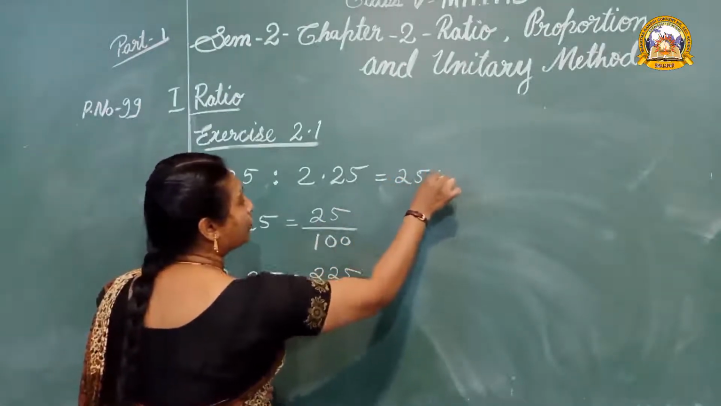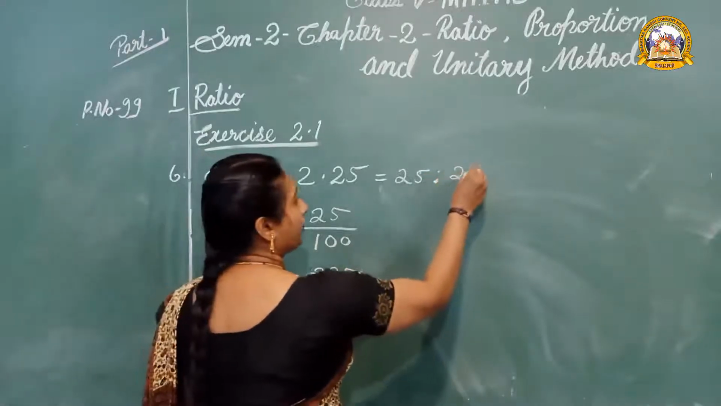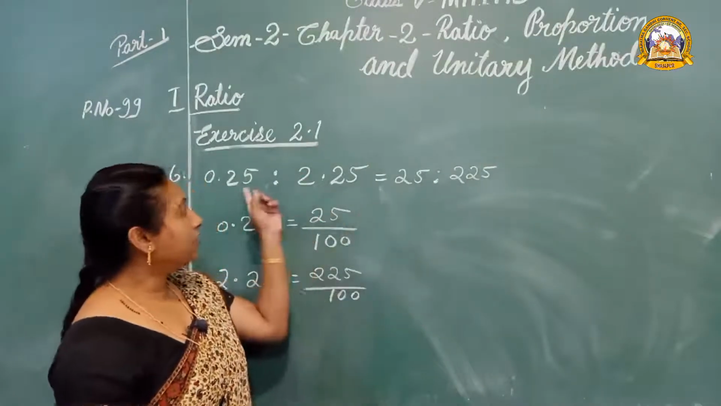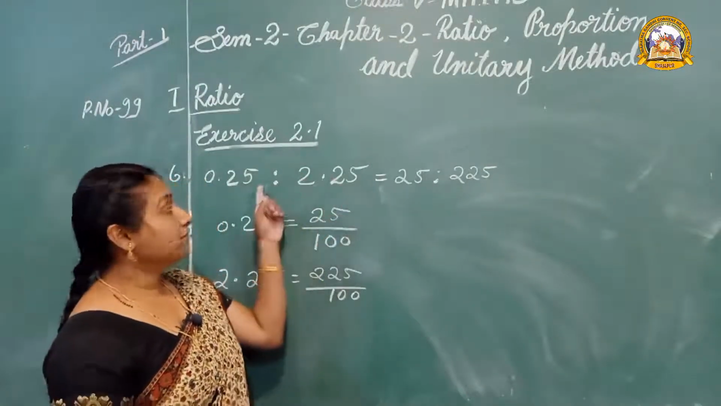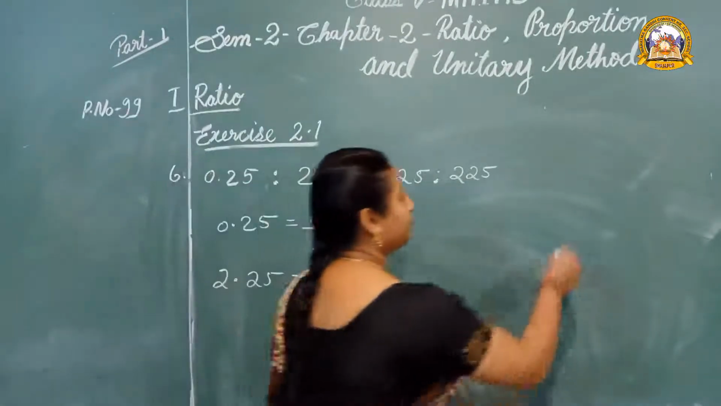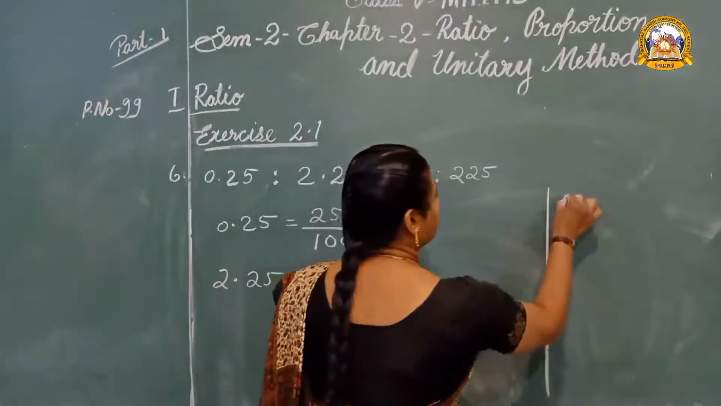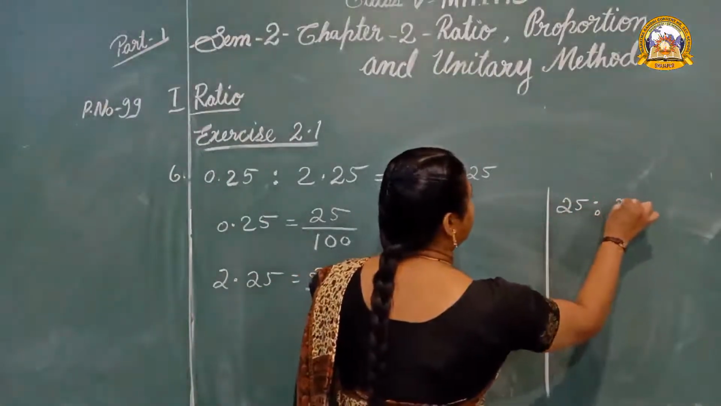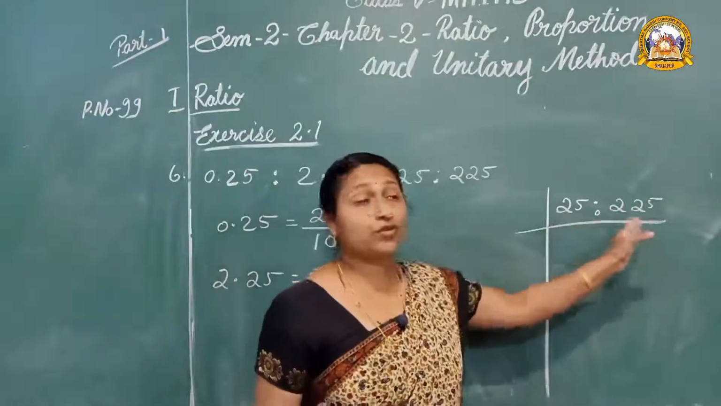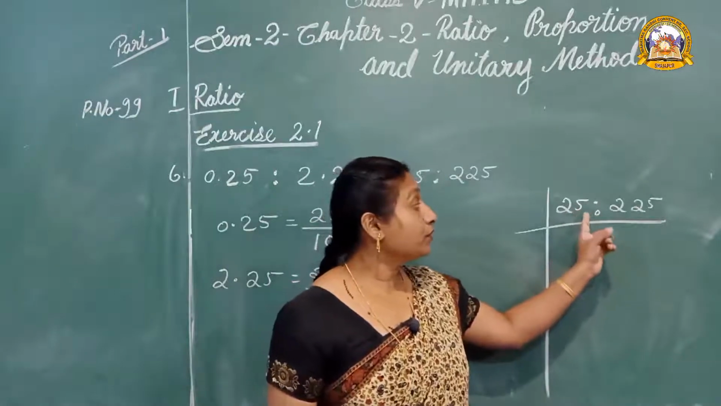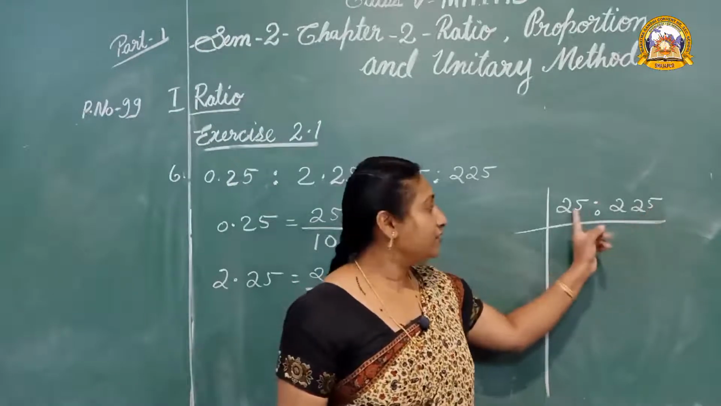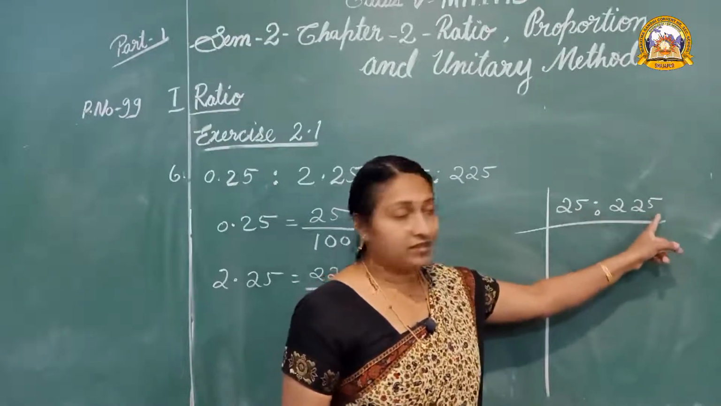Okay. So, let us write these numbers as, how can we write them? 25 is to 225. Okay. It is the ratio. It is same as this ratio. Now, let us find the simplest form. First one, 25 is to 225. They are the multiples of 5 because both of them end with 5, isn't it? 25, last digit is 5. Here, last digit is 5.